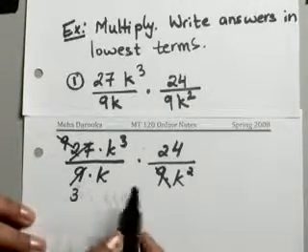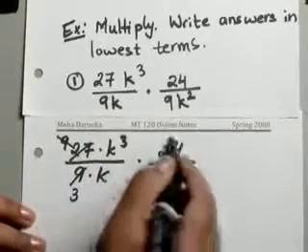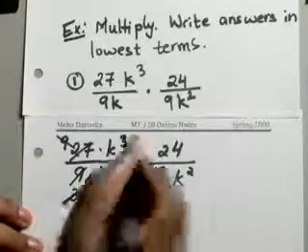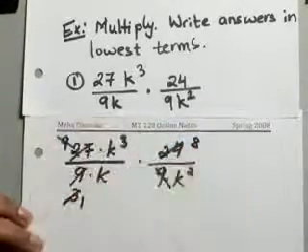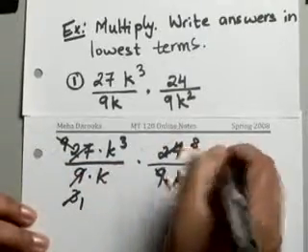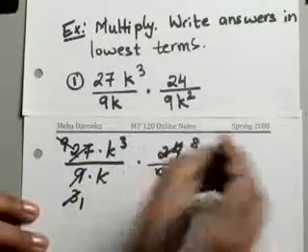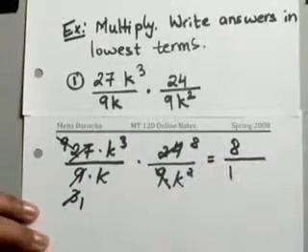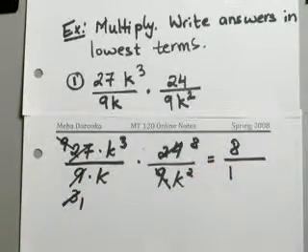Now let's see, what else are we left with? We're left with 3 here and a 24 over there. 3 will go in itself once. 3 will go into 24 8 times. So basically on the numerator we are left with 8. On the denominator we're left with 1 as far as the numbers are concerned.